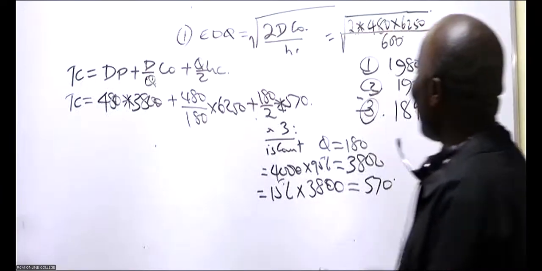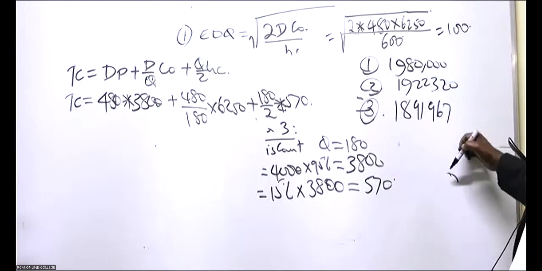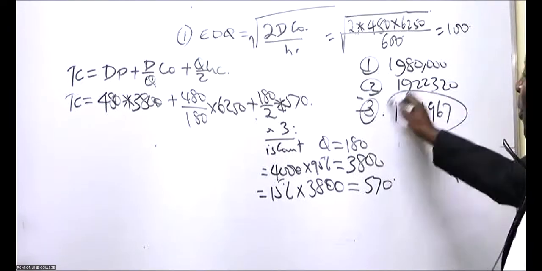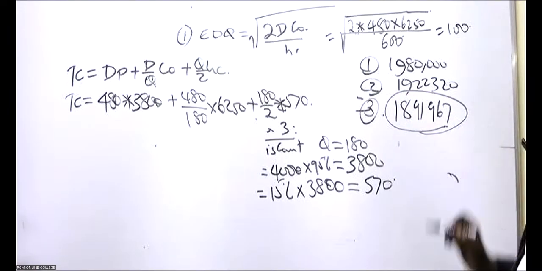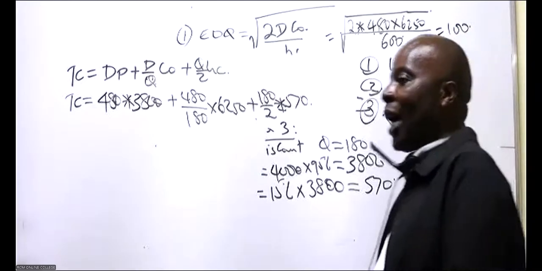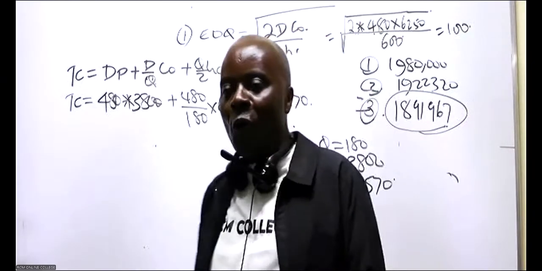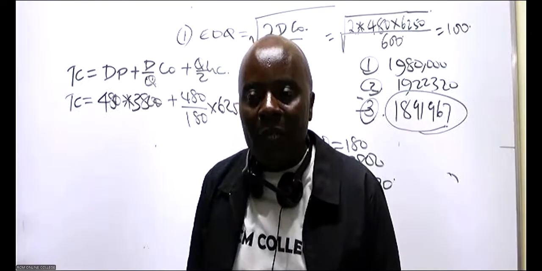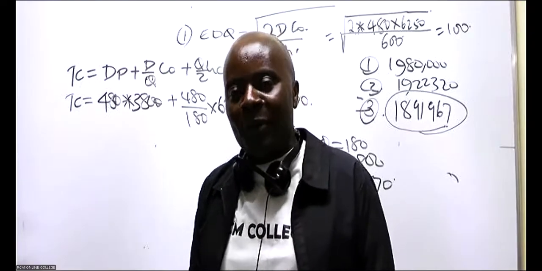So which one in this case here should we go for? Which option is the best? The one that has got the lowest cost, isn't it? In this case, option number 3 is the best, and therefore we should go for the 5% discount.